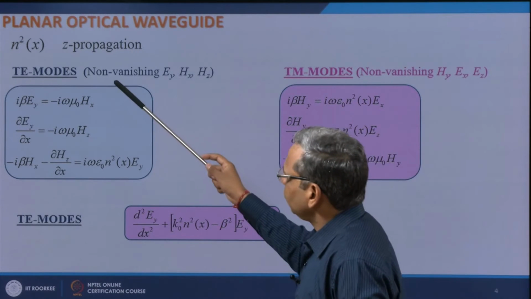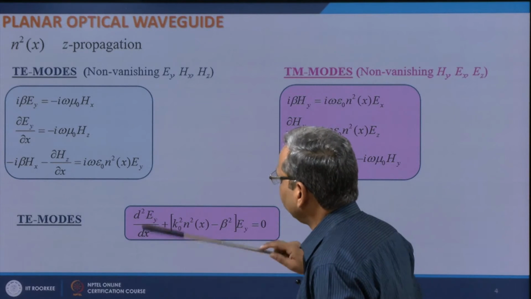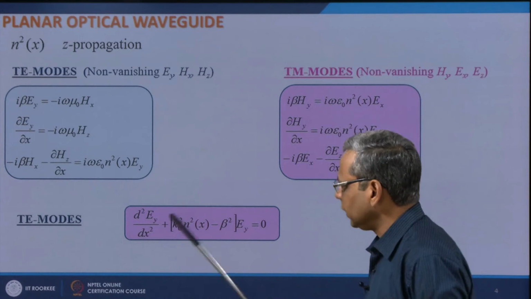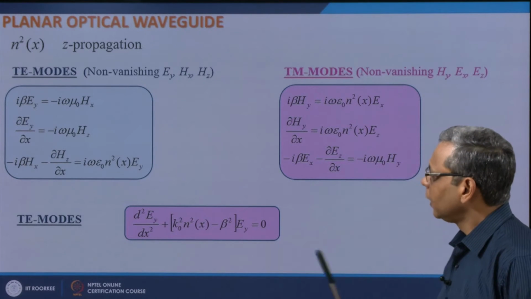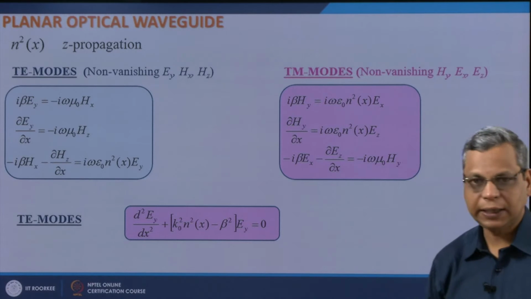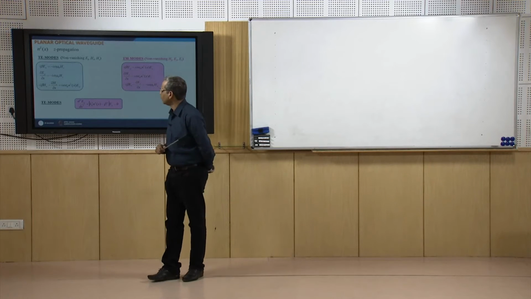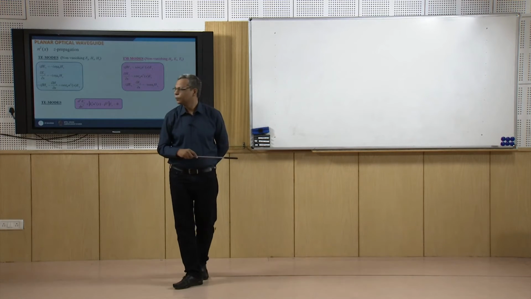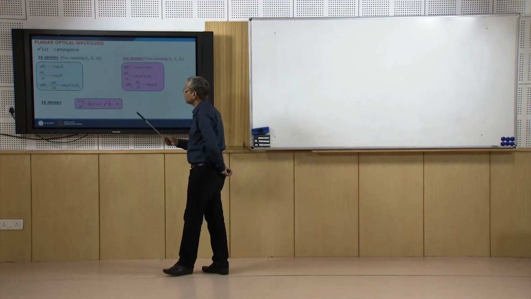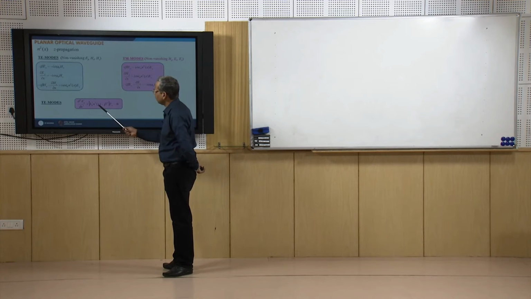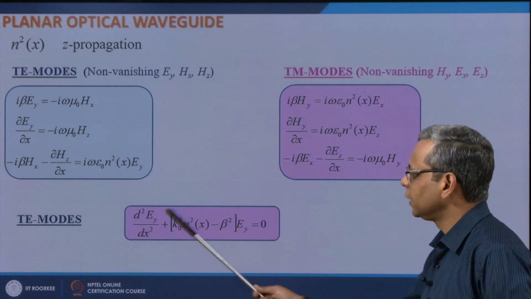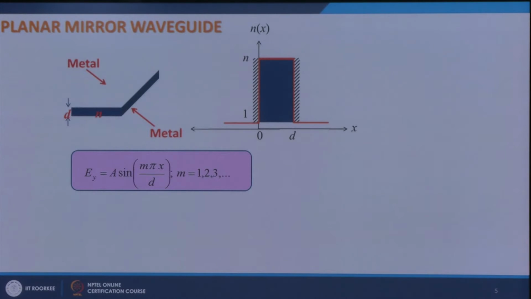So, for TE modes, for example, I can form a wave equation, I can eliminate Hx and Hz and get an equation in Ey which tells me how Ey changes with x, and this is what I want to find out, because I want to find out Ey of x, which is the mode. So, that satisfies this equation. For any given n square of x, I can solve this equation, find out the values of beta and corresponding Ey. So, these are the modes.